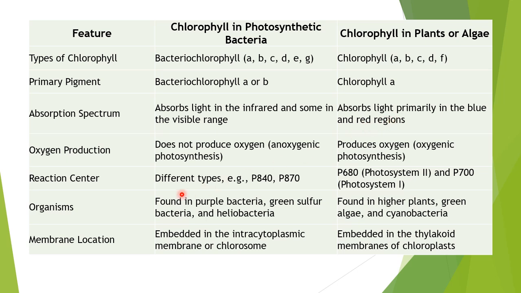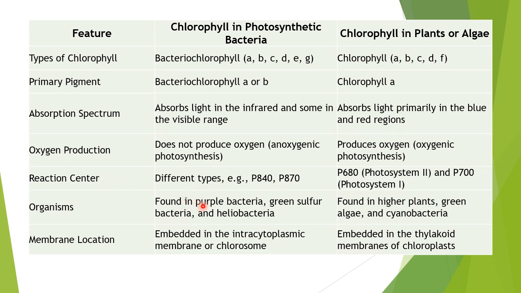Now, oxygen production is a very important point here. The chlorophylls that photosynthetic bacteria use do not produce oxygen. That means they perform anoxygenic photosynthesis. In the case of plants, they perform oxygenic photosynthesis, which means they produce oxygen. The reaction centers are also different in both.